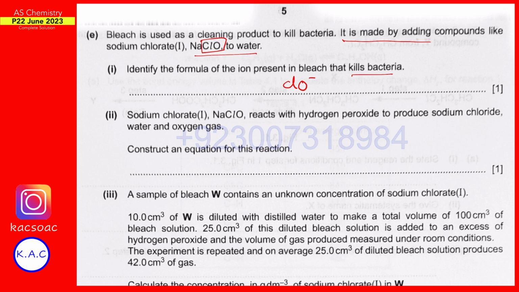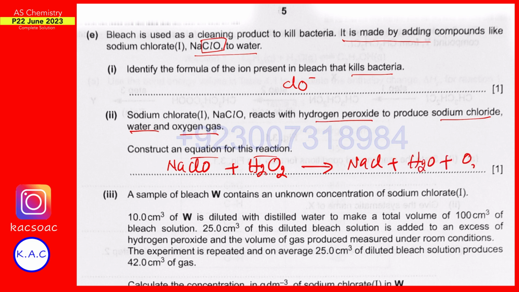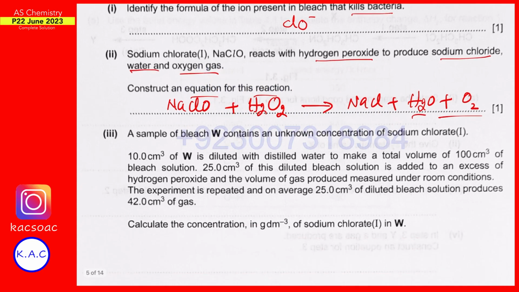Sodium chlorate reacts with hydrogen peroxide to produce sodium chloride, water and oxygen. Construct the equation. So NaClO plus H2O2 goes to NaCl, H2O, and oxygen. So let me balance this equation. Overall, 3 oxygens are there, 2 hydrogens are there, 3 oxygens are there, 1 NaCl, and it's a balanced equation.